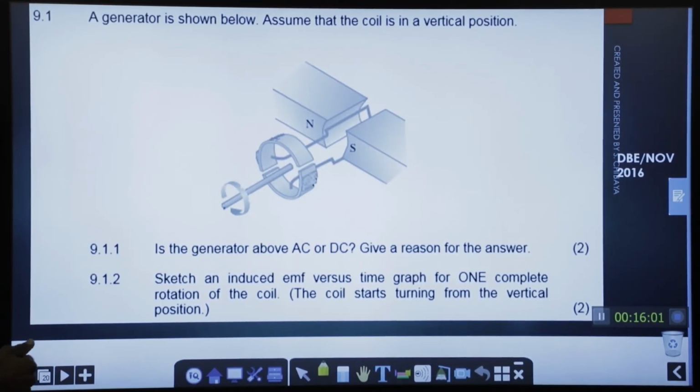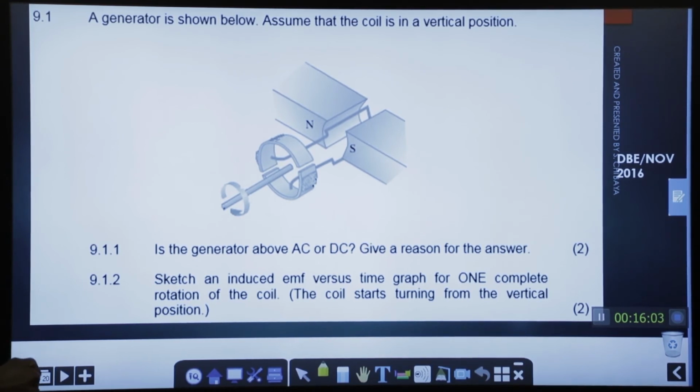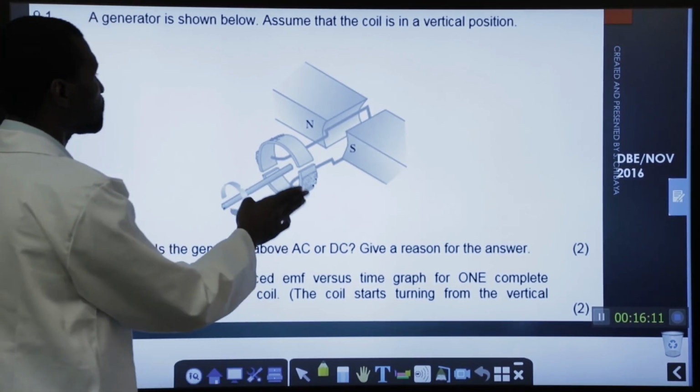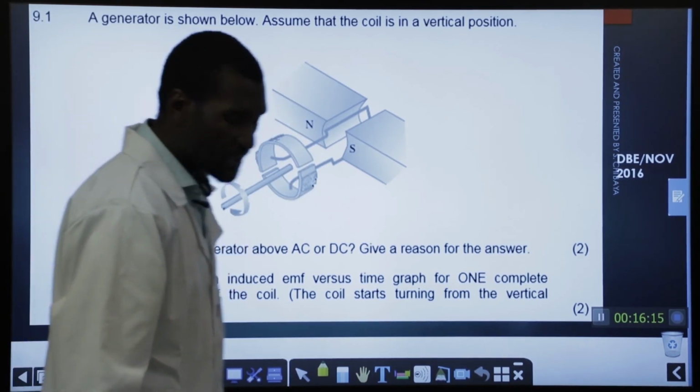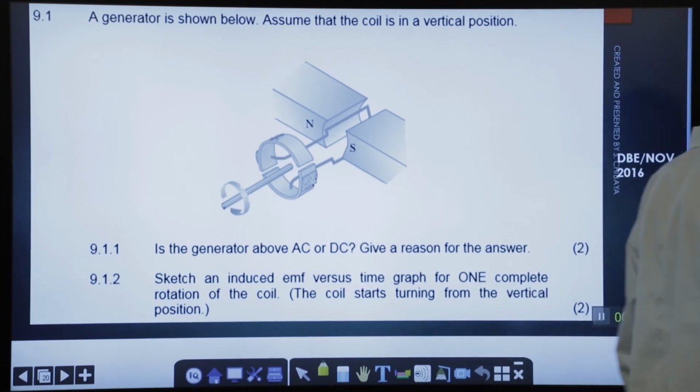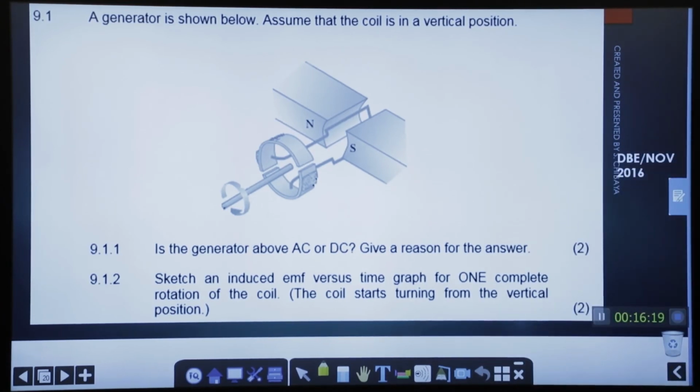A generator is shown below. Assume that the coil is at a vertical position. So we've got a generator, and the question says, assume that the coil is at a vertical position. We are now attempting questions that are to do with a generator found in our exam. First of all, let's think about it. What type of generator is this?